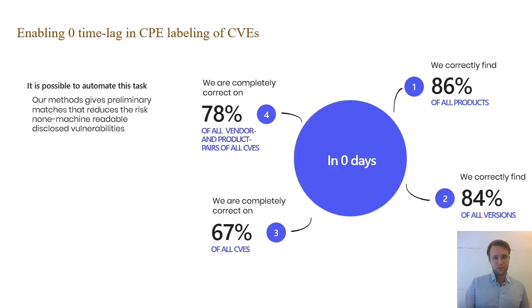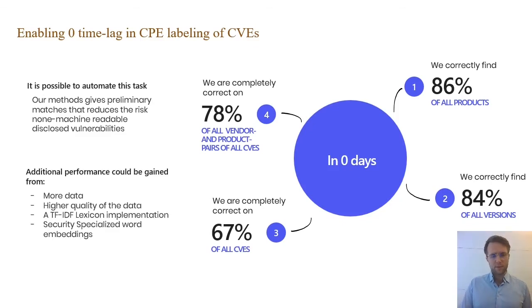So our conclusion with our research is that it is possible to automate this task, at least in the sense of giving an estimate of what the CPEs will be, so that DVM tools are enabled to alert software developers and security professionals if they are using vulnerable software. But this system could be improved.